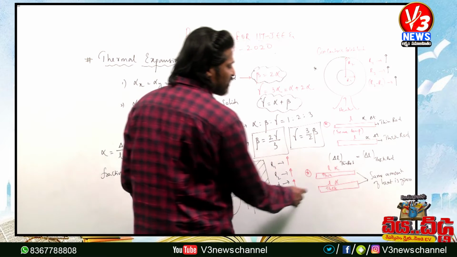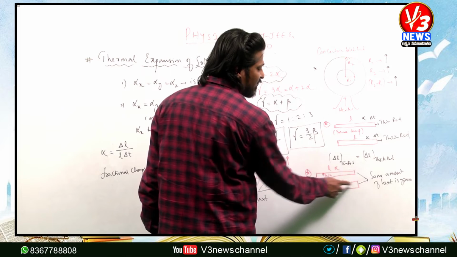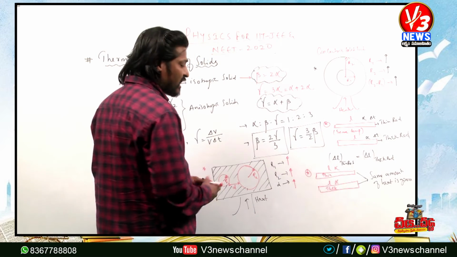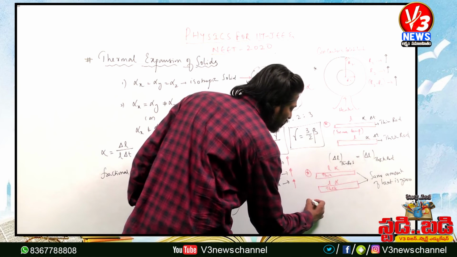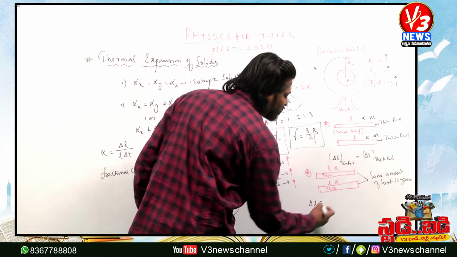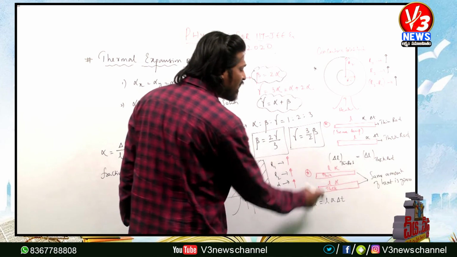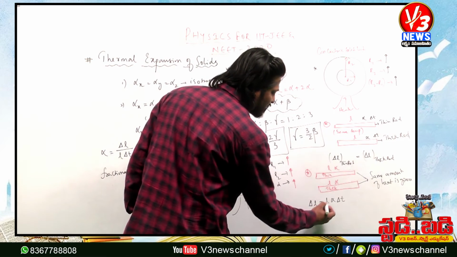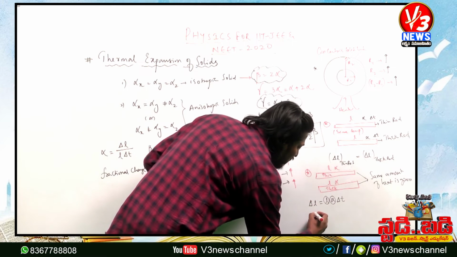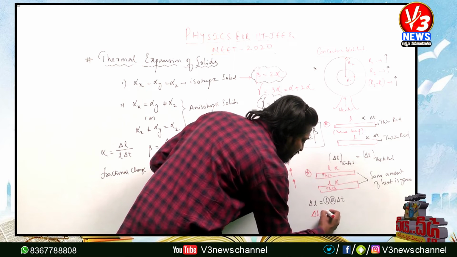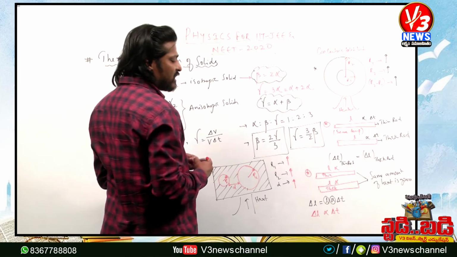Whereas in this condition, this is a thin rod of length L, this is a thick rod of length L, same material, and we are giving the same amount of heat. So what will be the expansion? How do you write delta L? Delta L equals the original length into alpha into the temperature difference. As the material is the same, length and alpha are the same. So I can write that the expansion delta L is directly proportional to delta T.